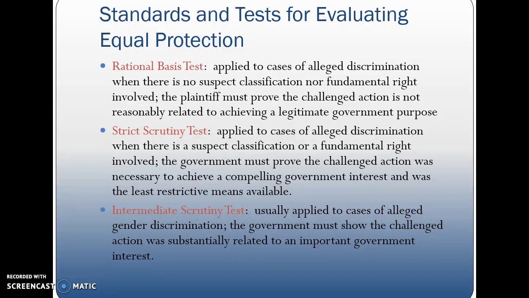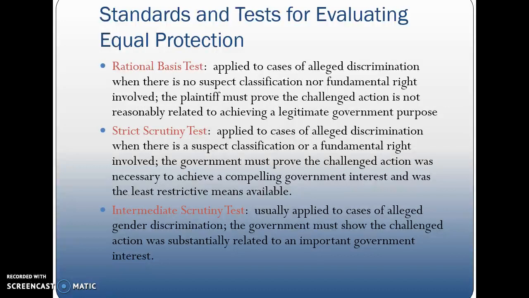The intermediate scrutiny test is applied, and the government must show that there is a substantially related important government interest when there are allegations of gender discrimination as well as another category which is illegitimacy. So if legislation is passed that says that a woman can't do something or a man can't do something, then the government has to demonstrate that it is substantially related to an important government interest. And then the lowest test is the rational basis test.